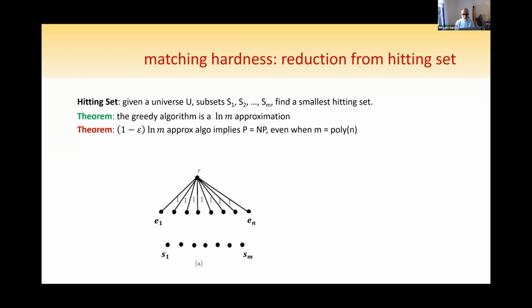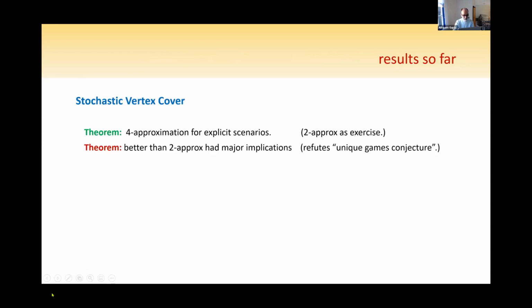And we got a log approximation. Okay, good. So let's take stock of what we've seen in detail. We saw a 4 approximation for vertex cover, and a 2 approximation we are claiming is an exercise. It's a little starred exercise, but it's an exercise. Better than a 2 approximation will refute the unique games conjecture. So we have the right answer.